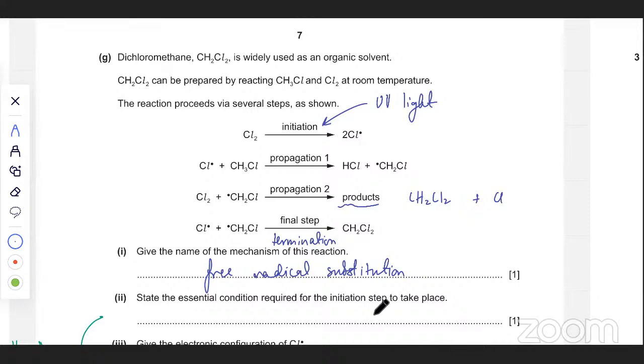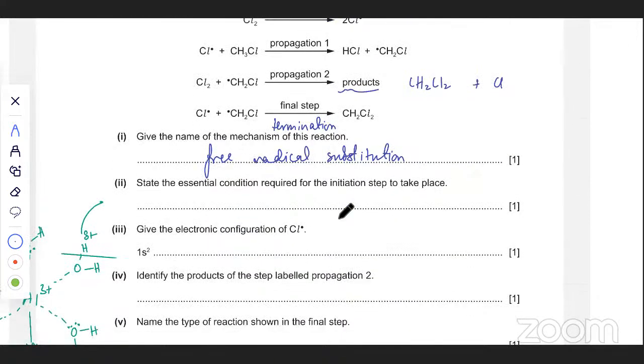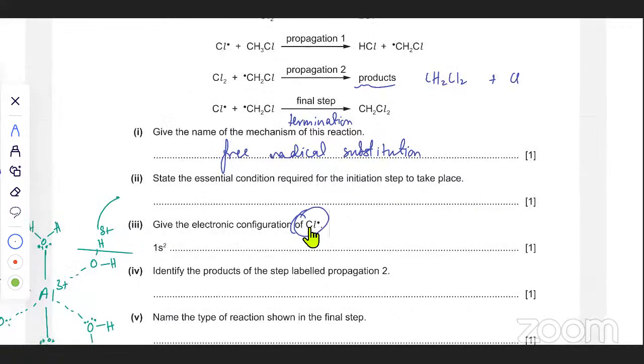Then it says state the essential conditions required for initiation. That's UV light, ultraviolet light. That one is easy. Give the electronic configuration of Cl. That's simply a Cl atom, nothing different. A Cl atom has 17 electrons. So 17 electrons is going to be 1s2, 2s2, 2p6, and then 3s2 and 3p5. That's your 17 electrons over here.